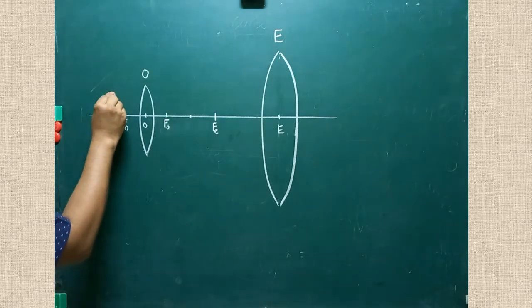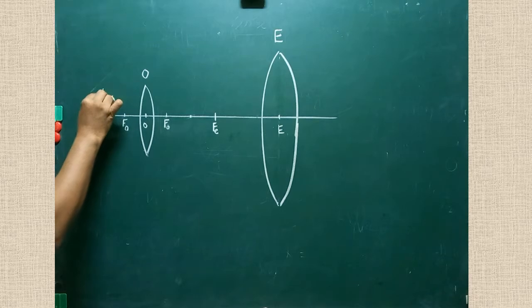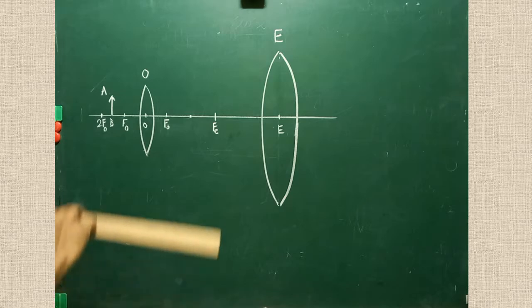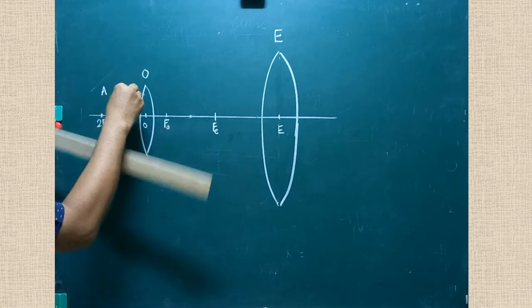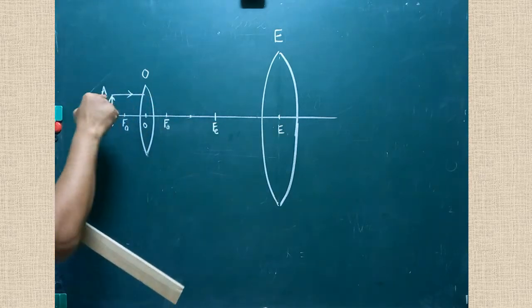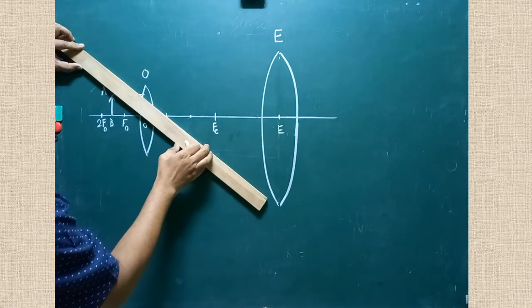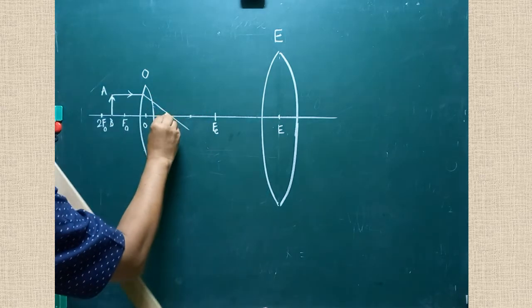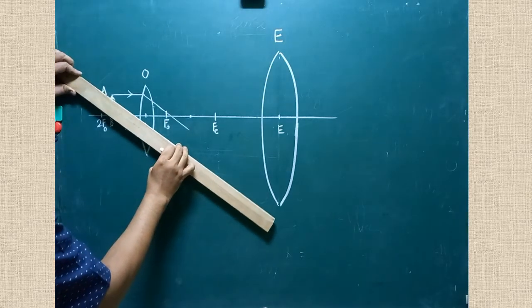The object to be magnified should be drawn here. So this is a small tiny object that is named as AB. This is the object to be magnified. Now we have to draw the ray diagram. One ray is traveling in this direction, parallel to the principal axis. After getting refracted, it is traveling in this direction. Are you clear? It is passing through FO. Are you clear? Another ray is traveling in this direction.